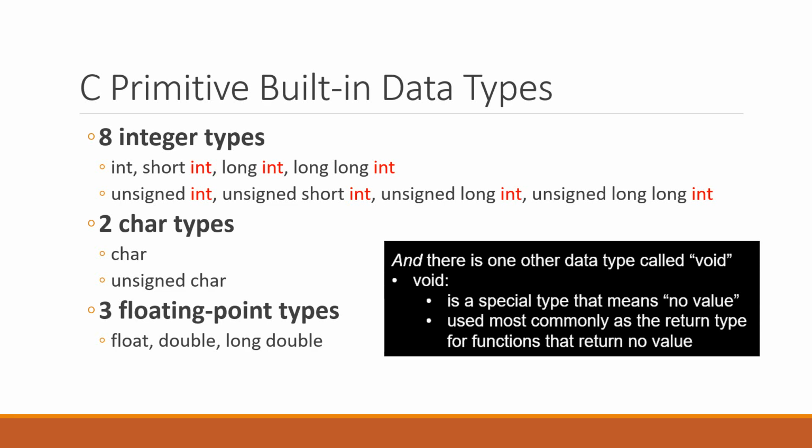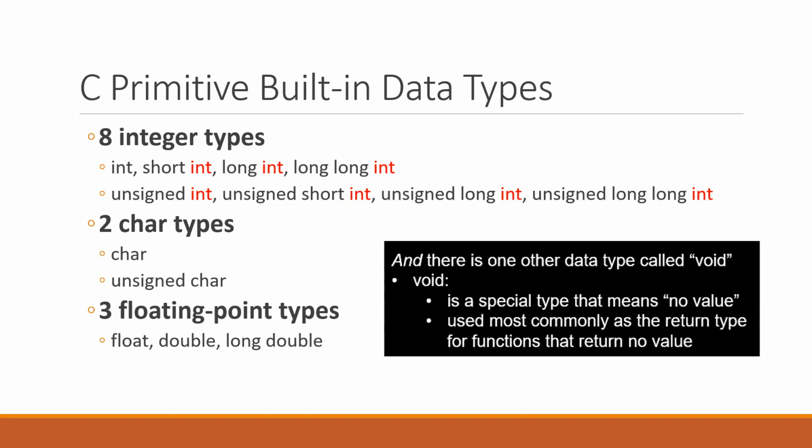There are 2 character types. 1. char, used for storing a single character. 2. unsigned char, similar to char, but can only store non-negative values. Finally, there are 3 floating point types. 1. float, used for representing single precision floating point numbers. 2. double, used for representing double precision floating point numbers. 3. long double, used for representing extended precision floating point numbers. These data types provide flexibility for storing different kinds of data in C programs, each with its own range and precision.